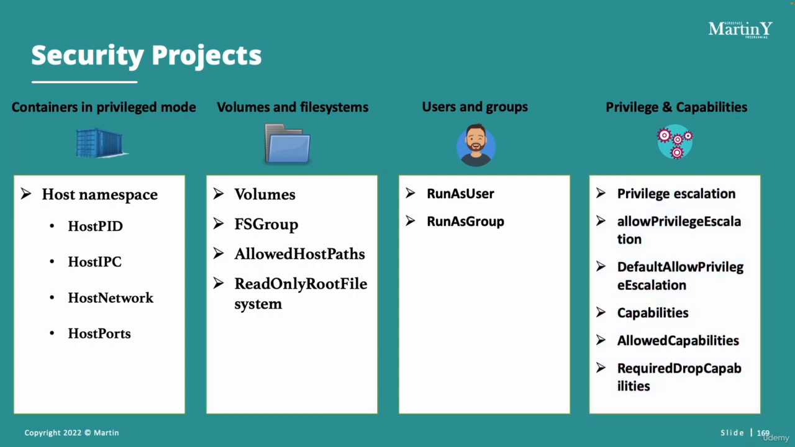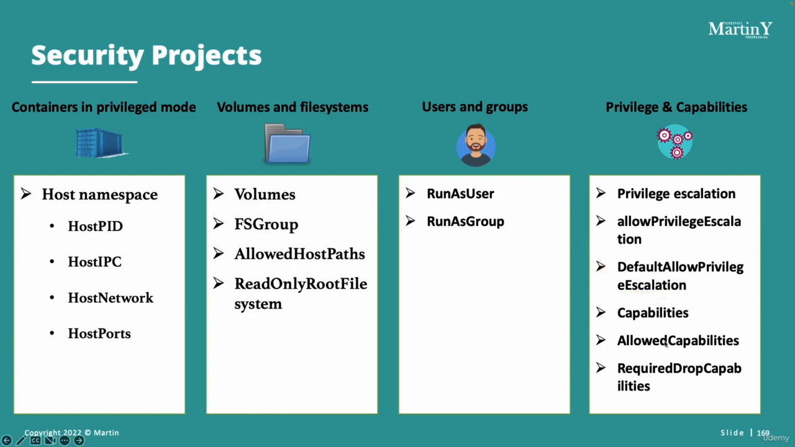So for example, the privilege escalation is defined by the allow privilege escalation field, and this specifies whether or not to set the security context of the container. By default, this parameter is actually equal to true to avoid any compatibility problems. Then you have the default allow privilege escalation, which allows you to set the default option of the allow privilege escalation. So those two parameters are pretty much dependent.